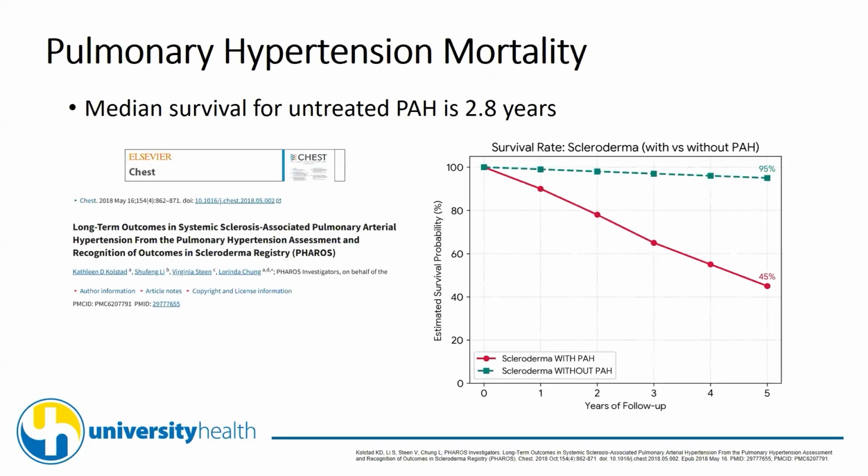And the reason we care so much is once you're diagnosed with pulmonary hypertension, it has a very high mortality. Median survival for untreated PAH is almost 3 years. And this is a graph for patients with scleroderma with and without PH. So the green graph here, these patients with scleroderma without PH, they do pretty well. They have a pretty long estimated survival probability. But once you're diagnosed with pulmonary arterial hypertension with scleroderma, your survival probability falls off a cliff, and you have a 45% 5-year survival probability.